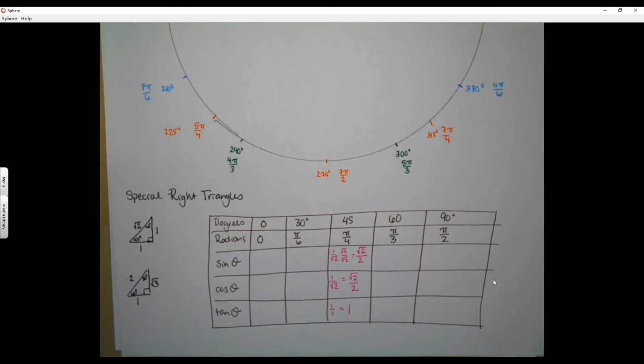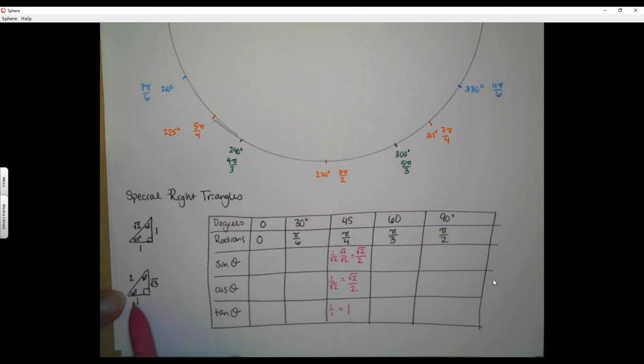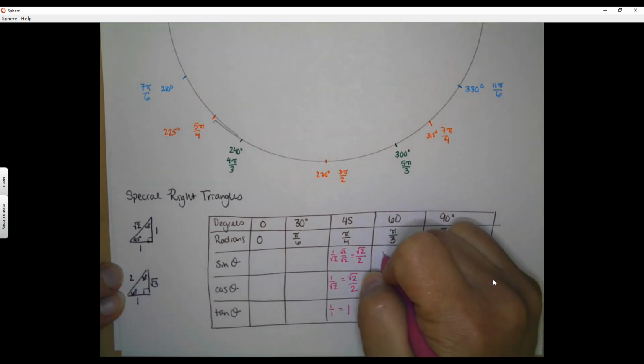All right, let's do 60 degrees right now. So here we have a 60 degree angle. Sine is opposite over hypotenuse. So from our 60 degree angle, our opposite side is square root 3 over our hypotenuse is 2. Hey, that one's already simplified for us. That's nice.